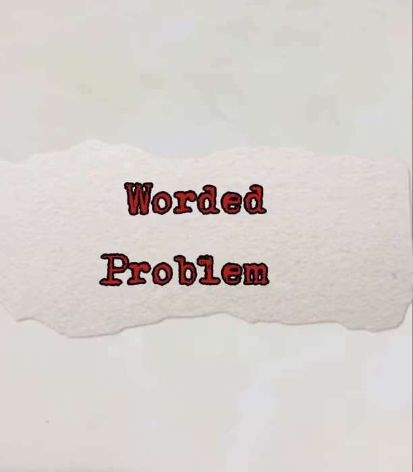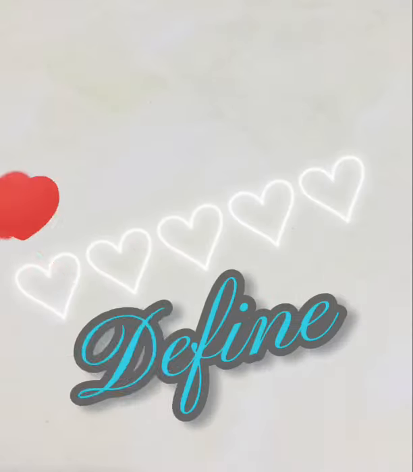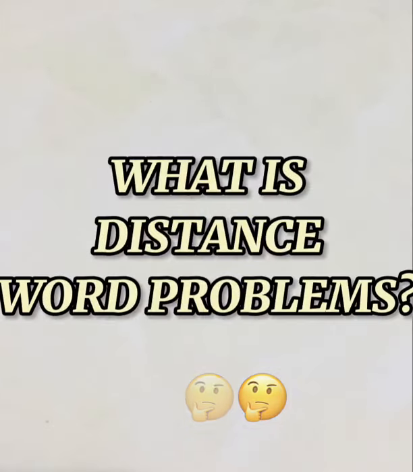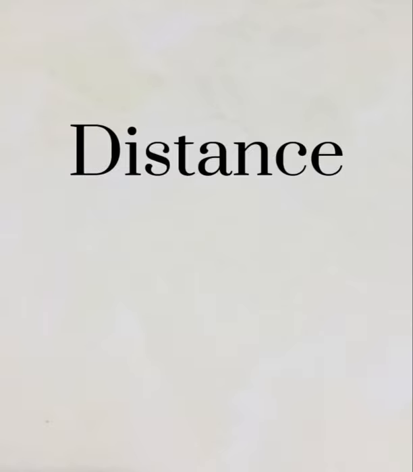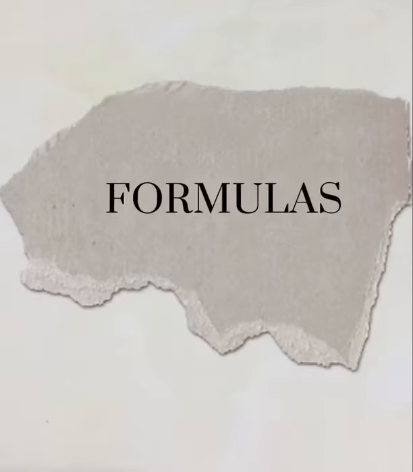about a word problem, particularly in solving distance word problems. But before we proceed to the given problem, we will first define the distance word problem. So what are distance word problems? Distance problems are word problems that involve distance. An object will travel at a certain average rate for a given period of time. In finding the distance, rate, and time, we have the following formulas.